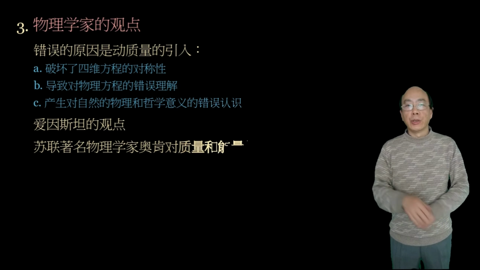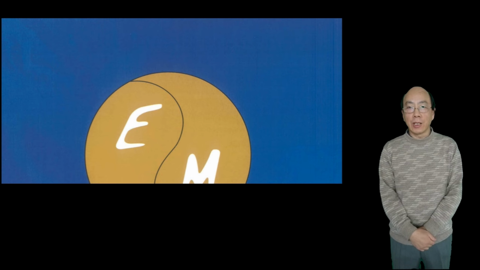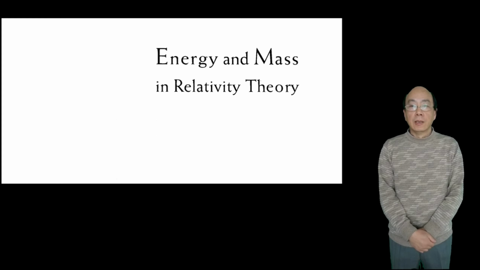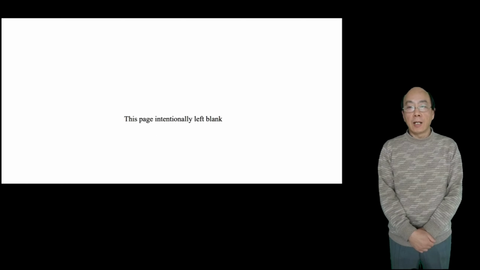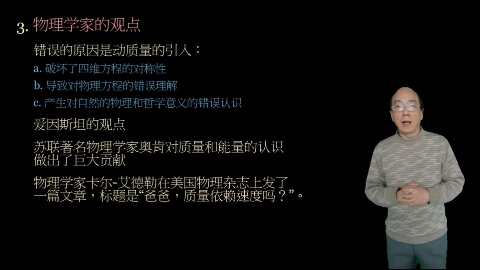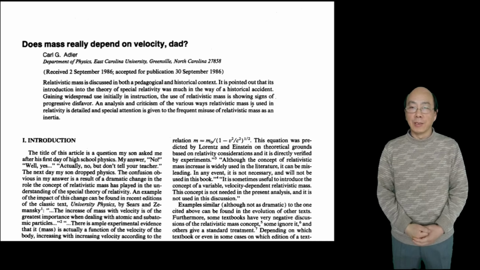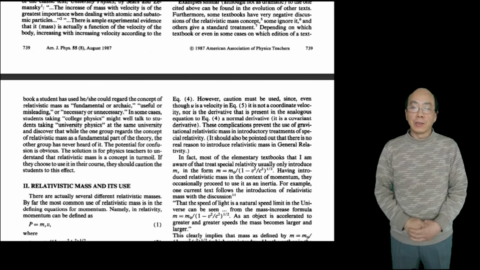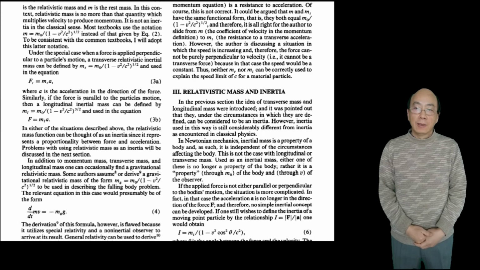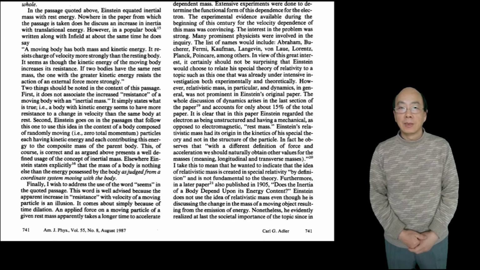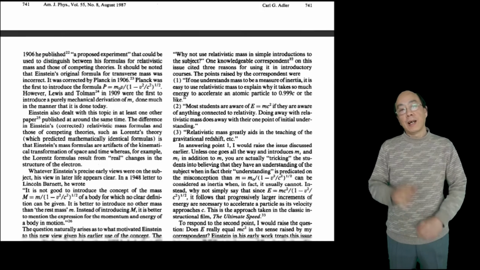Okun, a famous physicist in the former Soviet Union, made great contributions to the understanding of mass and energy. He wrote many articles throughout his life strongly advising everyone not to use the concept of relativistic mass. American physicist Carl Adler published an article in the American Journal of Physics. The title was "Dad, Does Mass Depend on Speed?" Adler replied to his son, "No. Well, yes, actually, no, but don't tell your teacher."